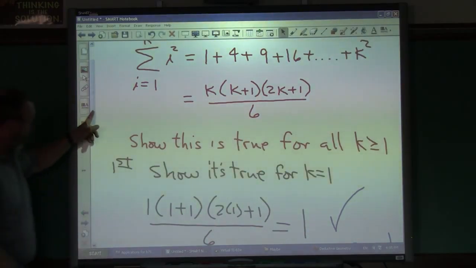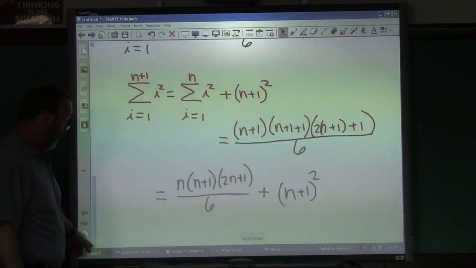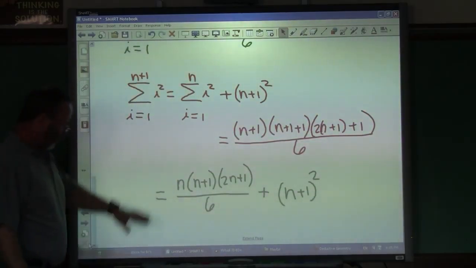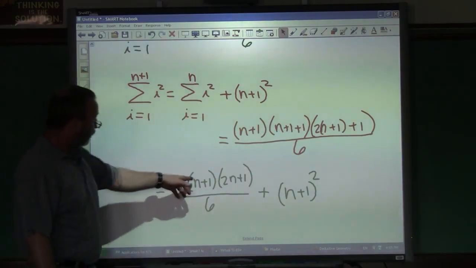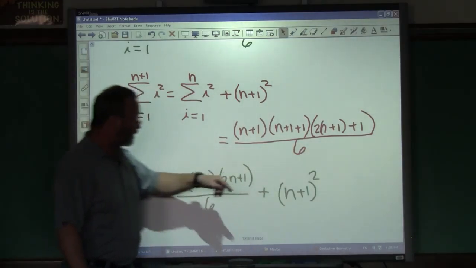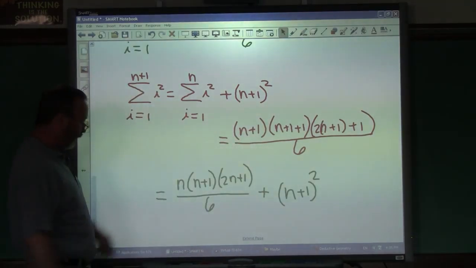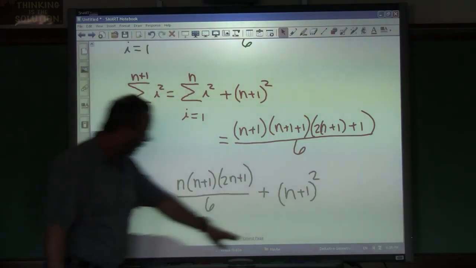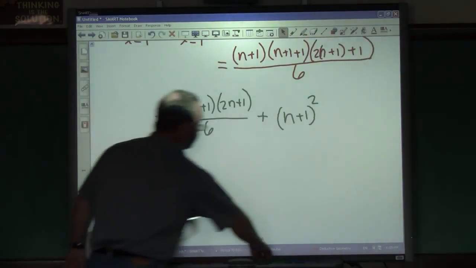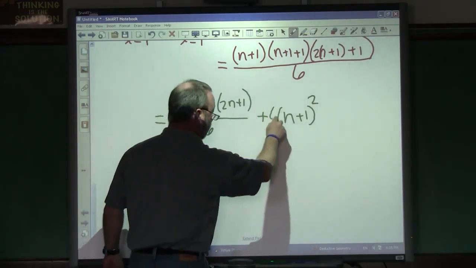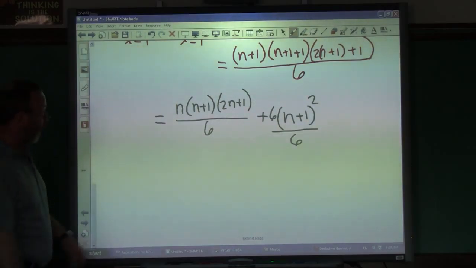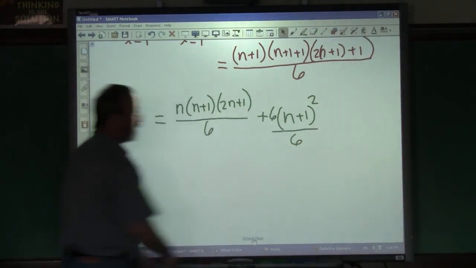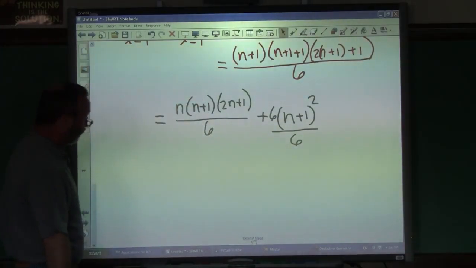So now I just need to do a little algebra to show that this green thing, which I know is true, and I've already got this part, and I know this, equals this thing. So the question is, are these things equal? Well, first thing I'm going to do is multiply this last term times 6 over 6. And now I have a common denominator, and I only need to worry about the numerators here. So let's see if the two numerators are equal.